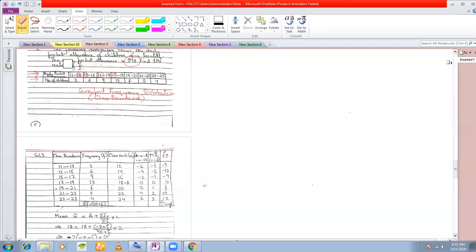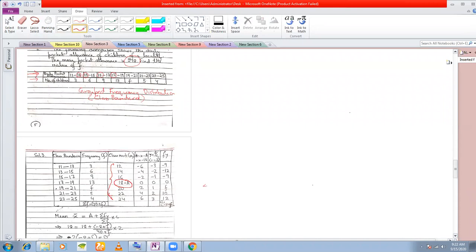Now, after calculating the class mark, we need to see which one I can take as my assumed mean. I told you, you can take any one value from your column for x. What we do is we take the middle value here. So we take a is equal to 18.